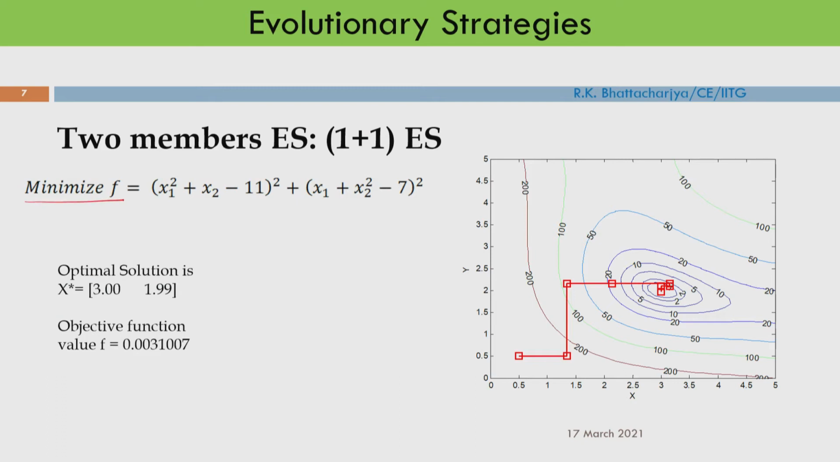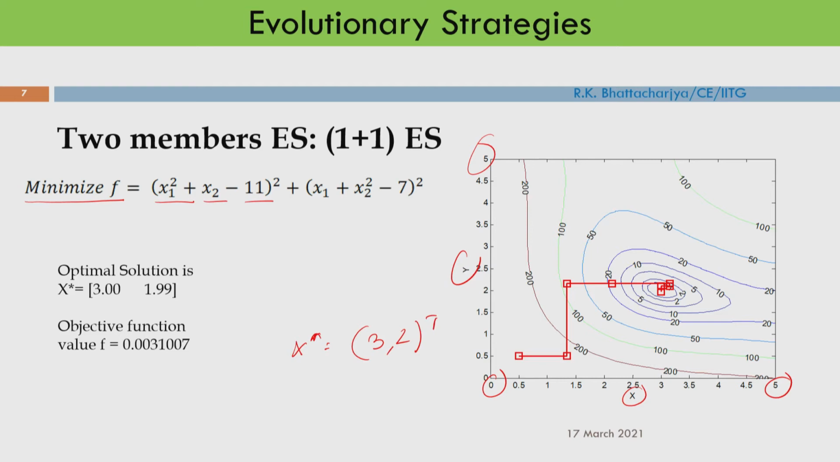So, this is a minimization problem: (x1² + x2 − 11)² + (x1 + x2² − 7)². I have plotted this function between 0 and 5, that means x1 is between 0 and 5. So, I have written x and y. x is between 0 and 5 and y is also between 0 and 5, that means it is in the first quadrant, and the first quadrant solution is 3 and 2. So, this is the solution somewhere here. So, x star is 3 and 2.